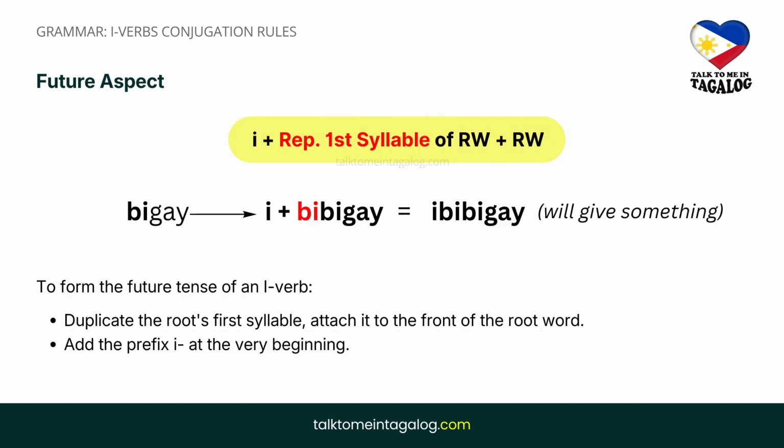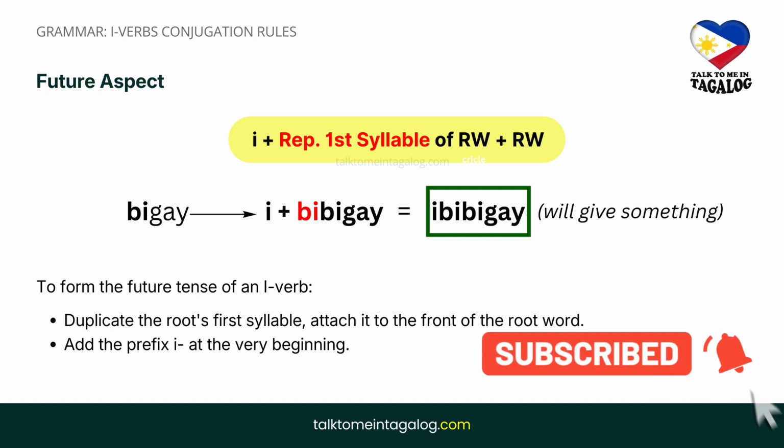Now let's move on to the easiest conjugation rule, the future aspect of Tagalog I-verbs. Unlike the past and present aspect, there are no special cases or exceptions to remember. The same rule applies to all I-verbs. Simply repeat the first syllable, place it before the root word, and add the prefix e at the beginning. Again, let's use bigay as an example. Repeat the first syllable b and place it before the root word to form bibigay. Then add the prefix e. The result is ibibigay, which means we'll give something to someone.